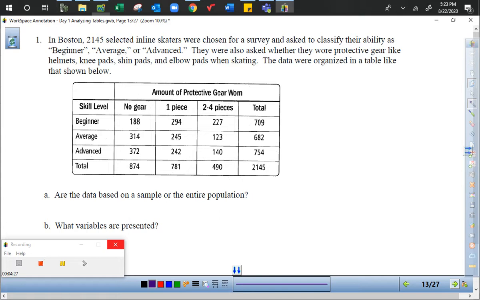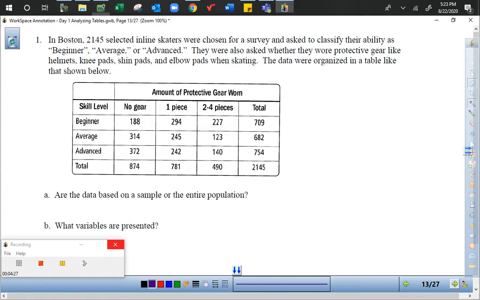Then they organized it in a table. Anytime you're looking at two different things you're measuring, here the gear you're wearing and also the skill level, it's good to organize it in a table so you have really clear groupings of what goes with what. It's easier to read than just looking at the raw pieces of data.